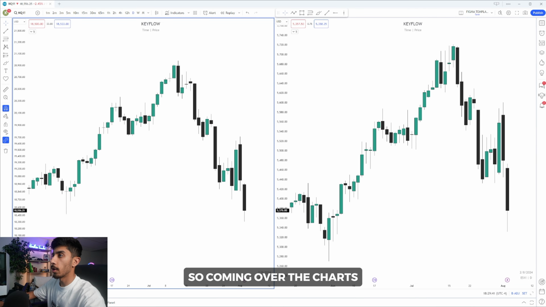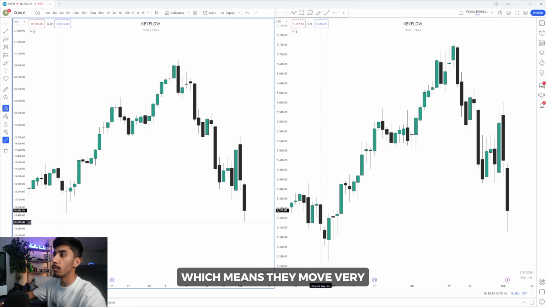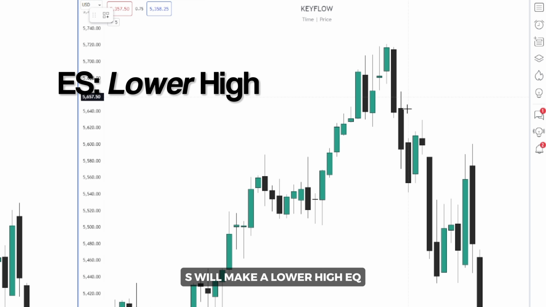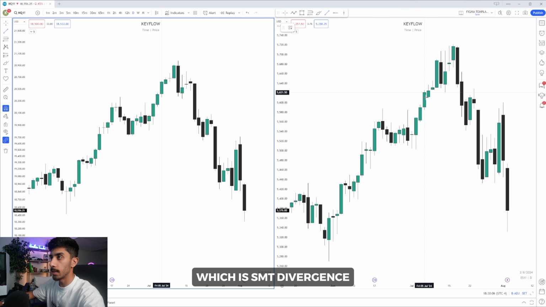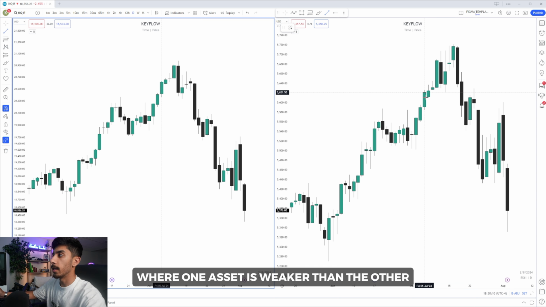So coming over to the charts, we have NQ and ES side by side. NQ and ES are correlated assets, which means they move very, very similarly, if not the exact same. However, sometimes in some moves, there is a crack in the correlation, meaning NQ might make a higher high and ES will make a lower high, which is SMT divergence. It's showing that there is a crack in that correlation where one asset is weaker than the other.